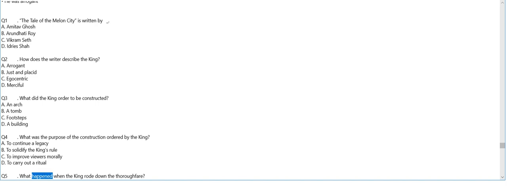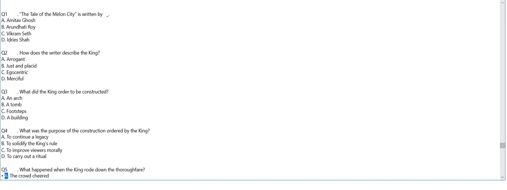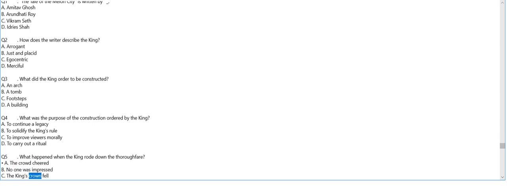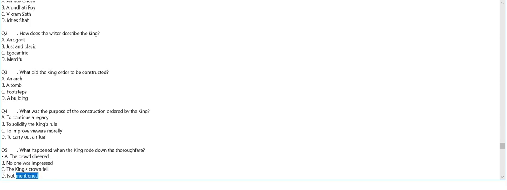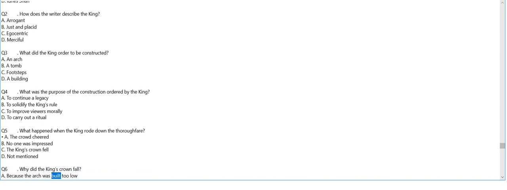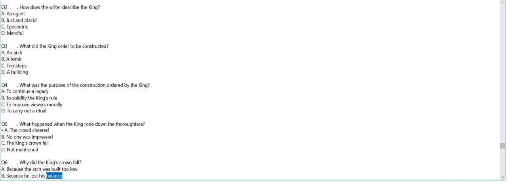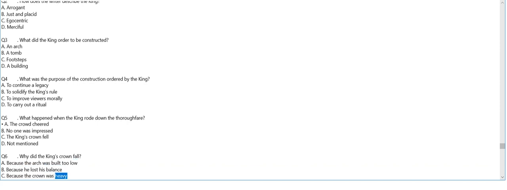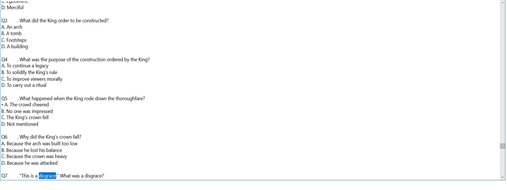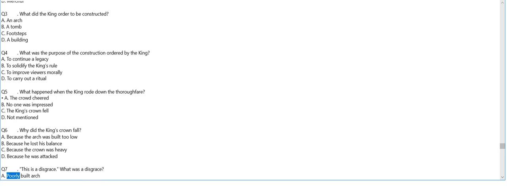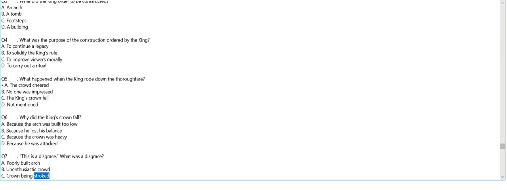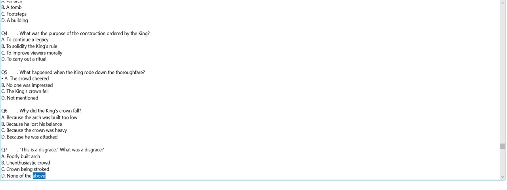Q5. What happened when the king rode down the thoroughfare? A. The crowd cheered. B. No one was impressed. C. The king's crown fell. D. Not mentioned. Q6. Why did the king's crown fall? A. Because the arch was built too low. B. Because he lost his balance. C. Because the crown was heavy. D. Because he was attacked. Q7. This is a disgrace. What was a disgrace? A. Poorly built arch. B. Unenthusiastic crowd. C. Crown being stroked. D. None of the above.